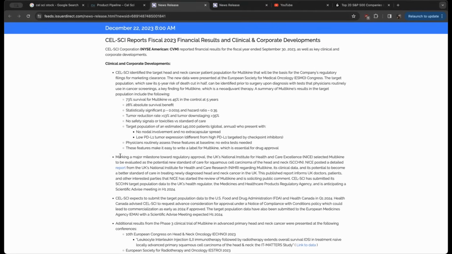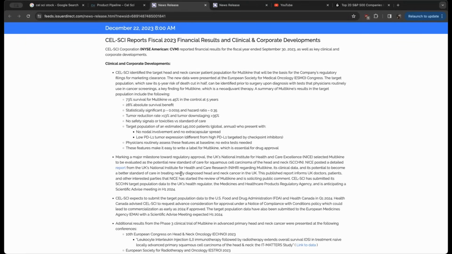But getting a little bit deeper into this, I just want to read through that they had a major milestone toward regulatory approval: the UK's National Institute for Health and Care Excellence selected Multikine to be evaluated as the potential new standard of care for squamous cell carcinoma of the head and neck. NICE posted a detailed report regarding Multikine, its clinical data, and its potential to become a better standard of care in treating newly diagnosed head and neck cancer in the UK. This published report informs UK doctors, patients, and other interested parties that NICE has started the review of Multikine and is soliciting public comment.